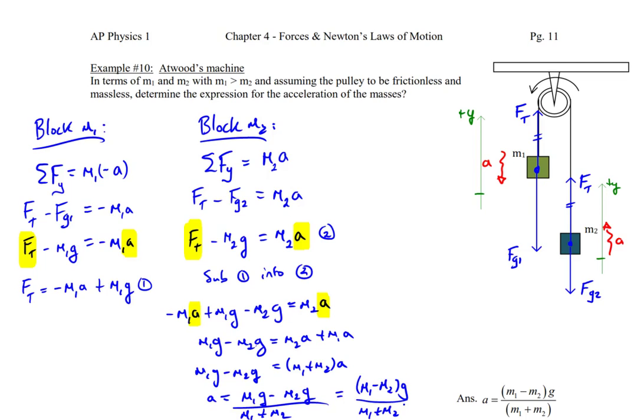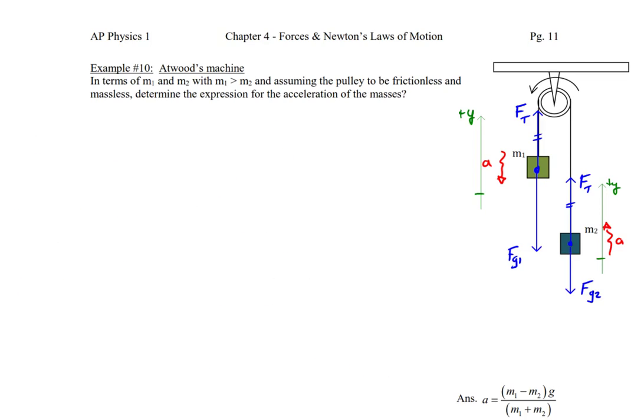What we just did is solving them individually, and we solved two equations and two unknowns. And that can be quite long, and sometimes you might find it much easier if you treat this as a system. So to treat this as a system, we need to define a coordinate system that is around the entire system.